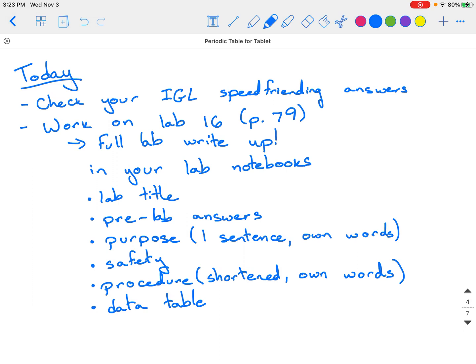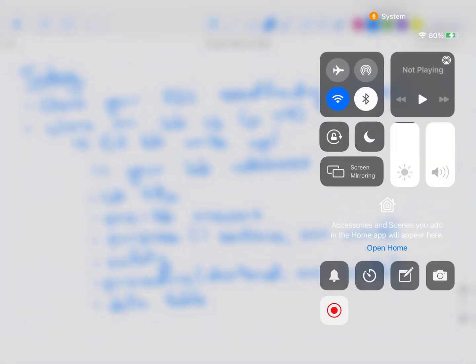When you're done with that, you may use the time to work on lab 16, which is dealing with Dalton's law. You'll go through and do a full lab write-up for this one, so make sure you have all your pre-lab stuff done. That includes pre-lab answers, purpose, safety, procedure, and data tables. I will be back on Monday, hopefully, and we will do the lab on Monday.